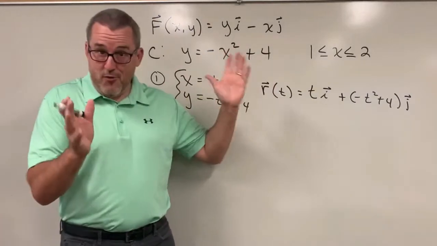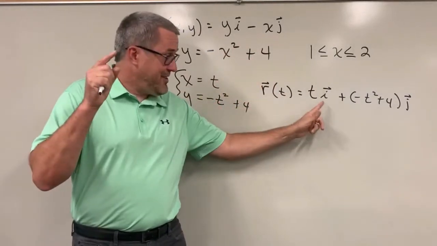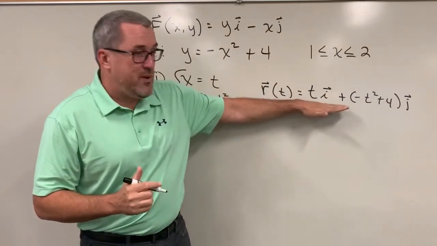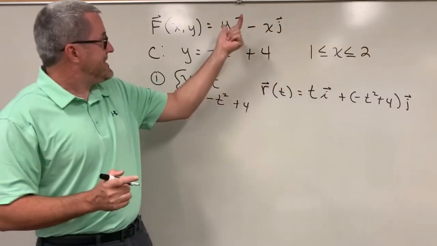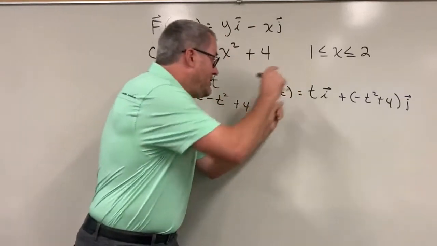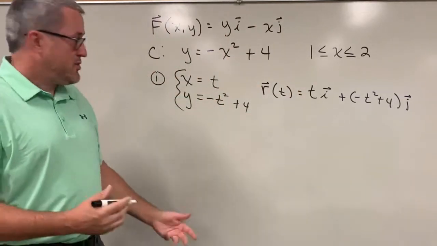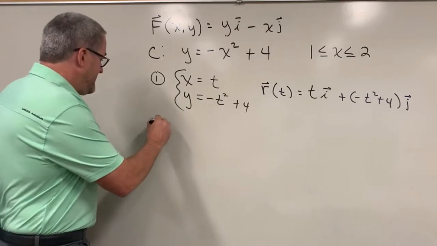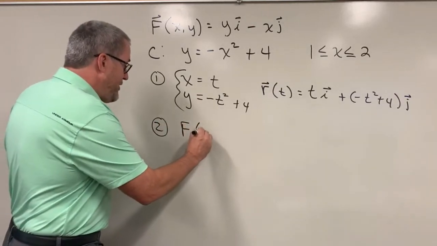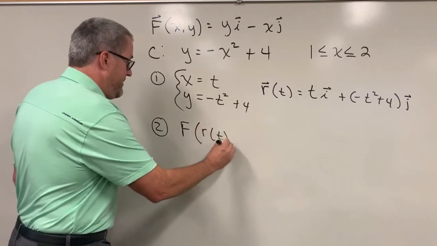Now, metaphorically speaking again, we're on this curve in that vector field, and we want to make sure that we only consider points in this vector field y i minus x j that are also on that curve. So as we go to compute the line integral, the second step would be to find f evaluated at r of t.